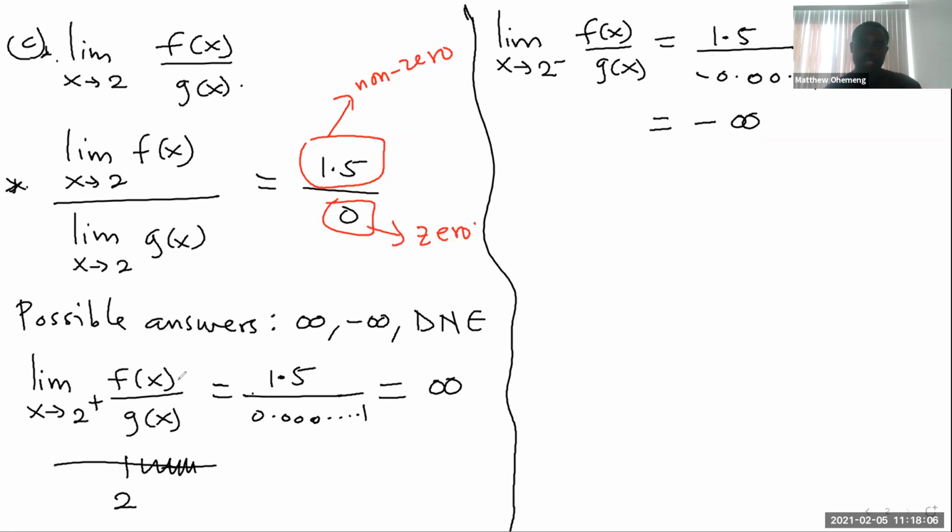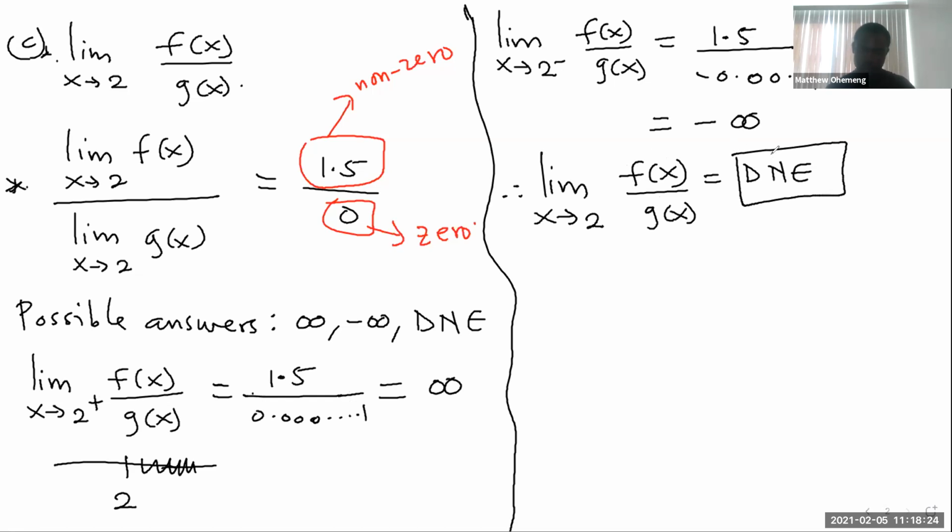Now, as you can see, from the right and from the left are not even agreeing on a type of infinity. So we can conclude that the general limit, the limit as s approaches 2 of this quotient, is therefore DNE. Please, are you okay with this? Any questions? Okay. Let me wait for some seconds.